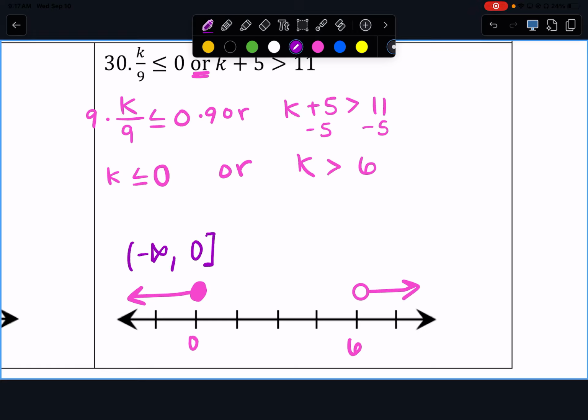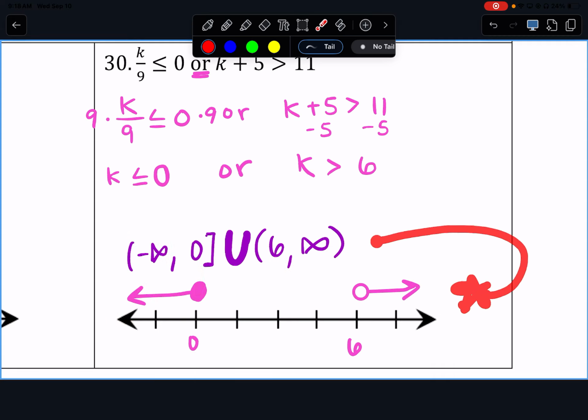Remember, the way we do this, the arrows end up being on the same side. The points are on the same side. We end up taking the picture that is our graph and using symbols to recreate it.